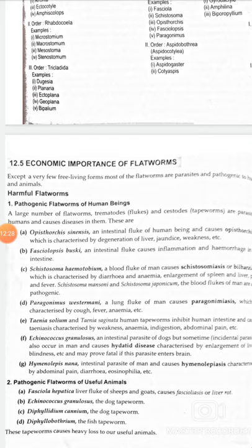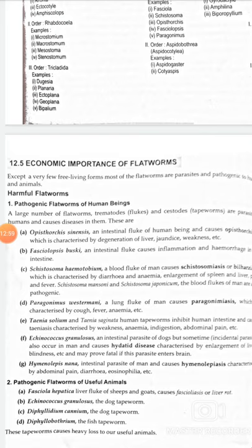The next pathogenic flatworm is Echinococcus granulosus. It is an intestinal parasite of dogs, but sometimes it also occurs in man and causes hydatid disease, characterized by enlargement of liver and blindness also. And last is Hymenolepis nana, an intestinal parasite of man that causes hymenolepiasis, characterized by abdominal pain, diarrhea and eosinophilia. So these are the pathogenic flatworms that cause disease in human beings.